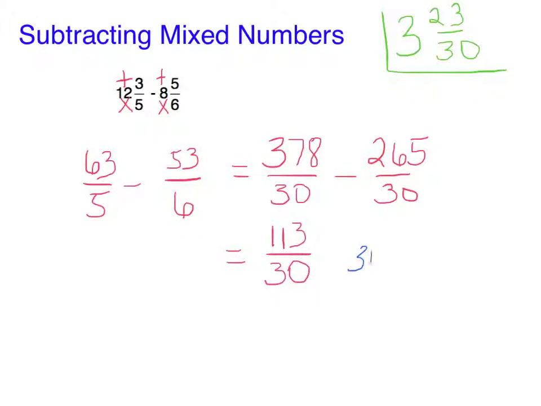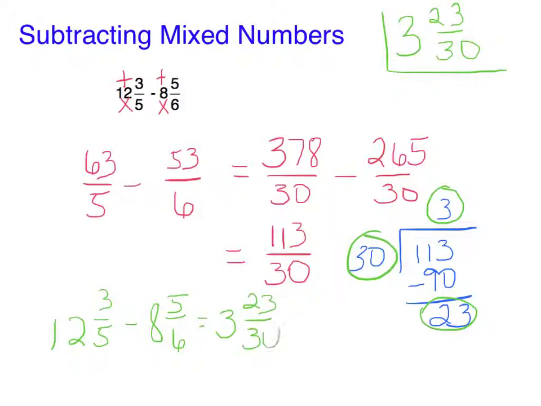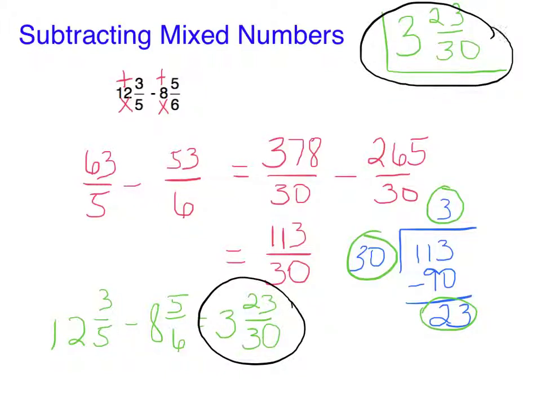Let's convert this final improper fraction into a mixed number. 30 goes into 113 3 times. 3 times 30 is 90, with 23 left over. So 12 and 3/5 minus 8 and 5/6 is equal to 3 and 23/30. Just like with addition, it doesn't matter which method we use, we're going to get the same answer.